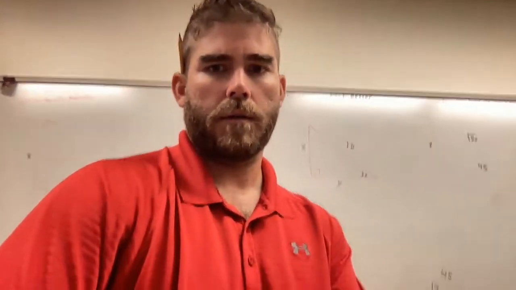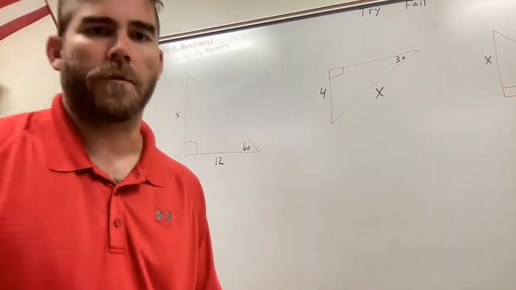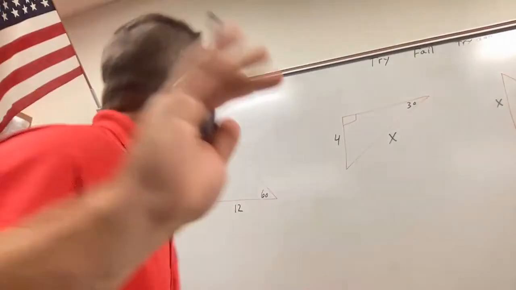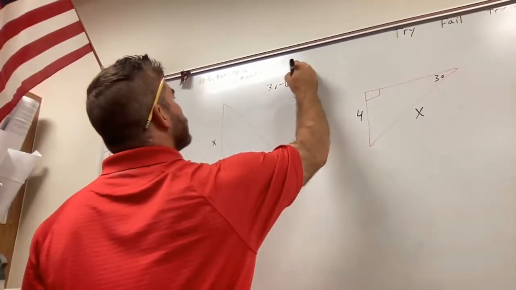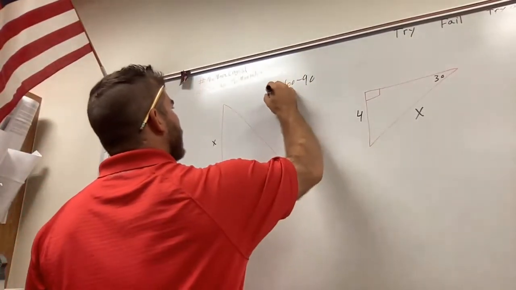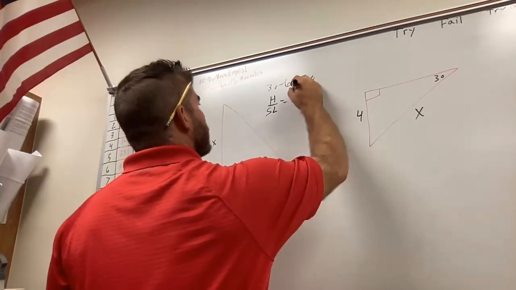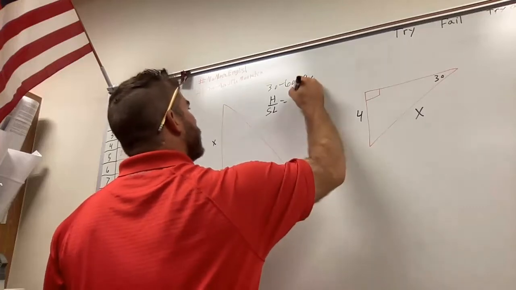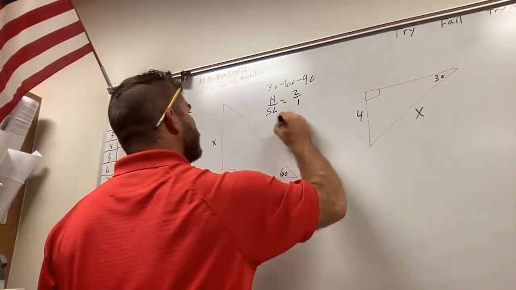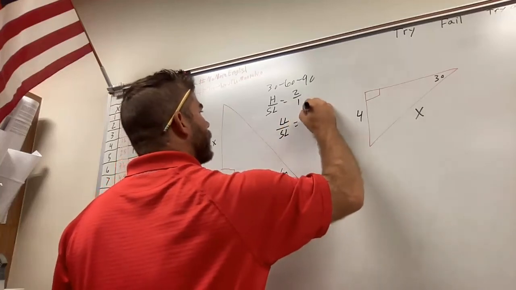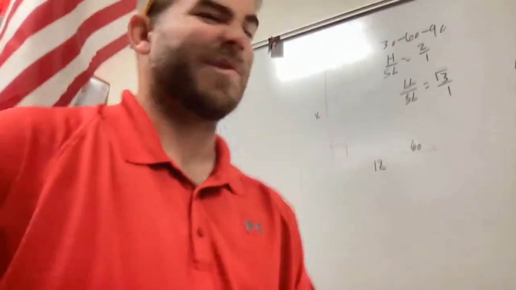All right, we're going to work on 30-60-90 triangles and 45-45-90 triangles. For 30-60-90s, we have two formulas. Hypotenuse over short leg is equal to 2 over 1, and long leg to short leg is radical 3 to 1. So we have those two proportions that we're going to use for the next three examples.